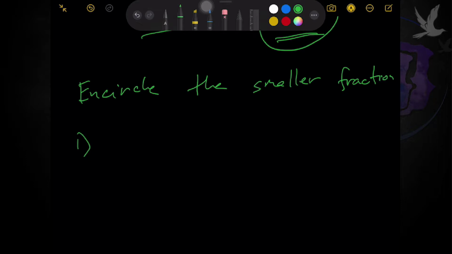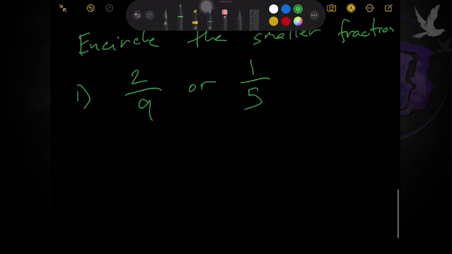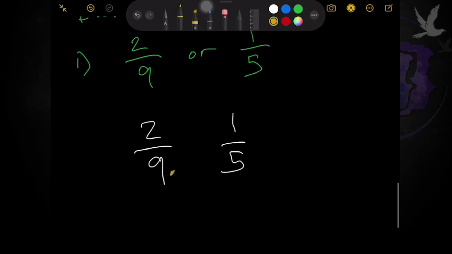So, let's say we have 2 over 9 or, let's say, 1 over 5. So, which one is smaller? Okay? So, then again, grab a piece of paper and try to do this technique. Or you can also do it right there in your notebook. Okay, I'm just color-coding here. 9 times 1 will give us 9. And 5 times 2 will give us 10.